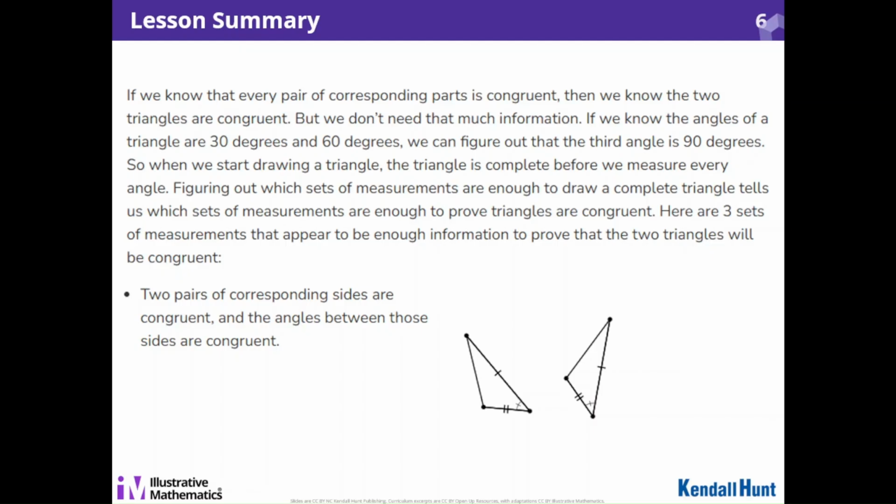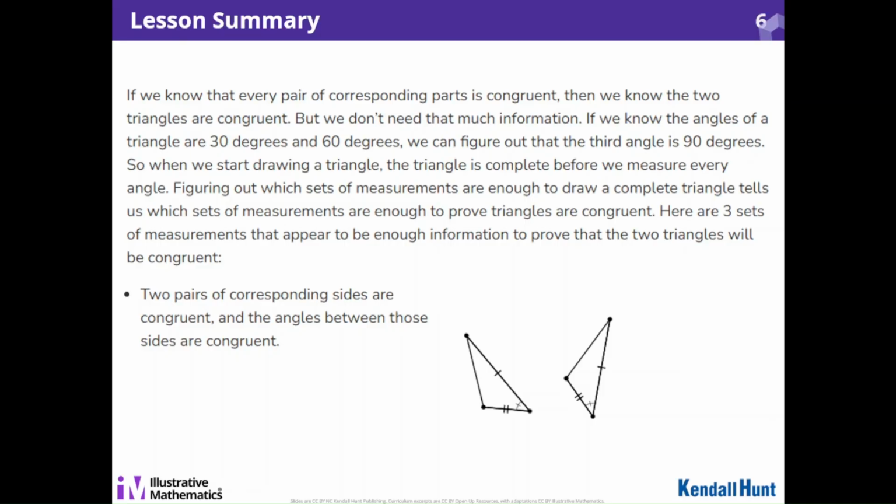So the first example they're going to give us is when you have two pairs of corresponding sides that are congruent and the angle between those two sides is congruent. And you will see this one referenced in the future as side, angle, side. So the first side could be the sides that have the 1 tick mark, then the angle between them that is marked with the 1 tick mark, and then the other side is the side that has the 2 tick marks.